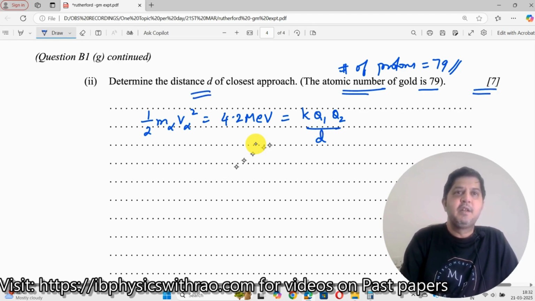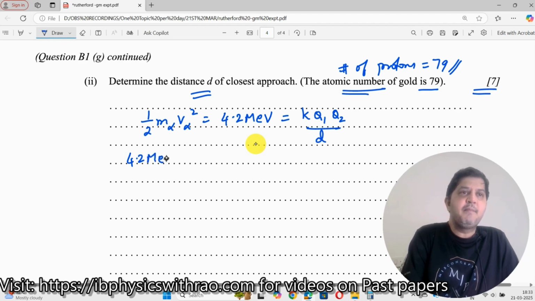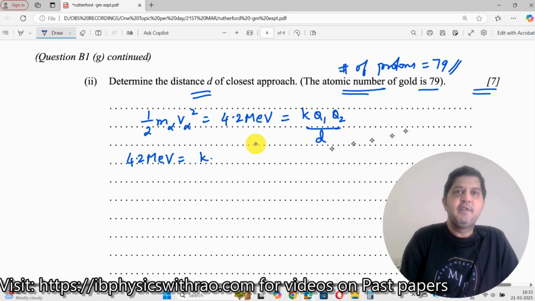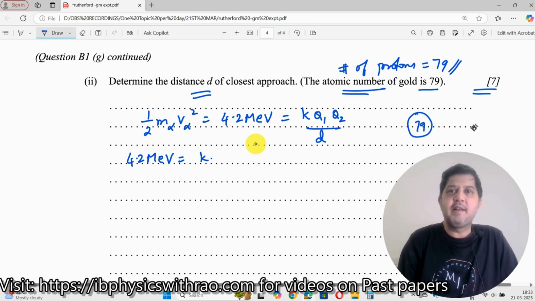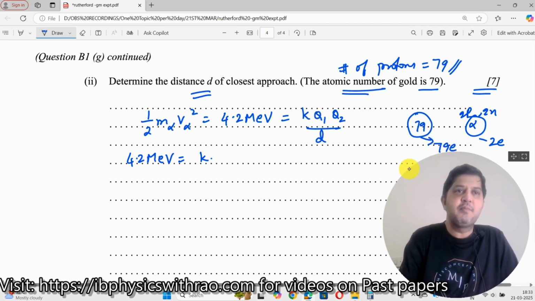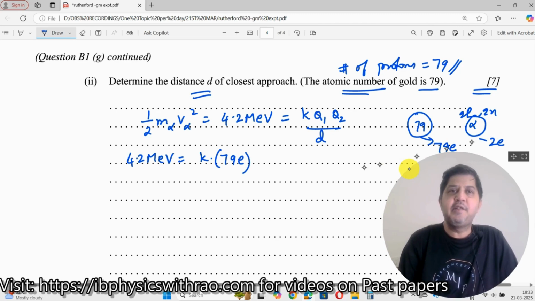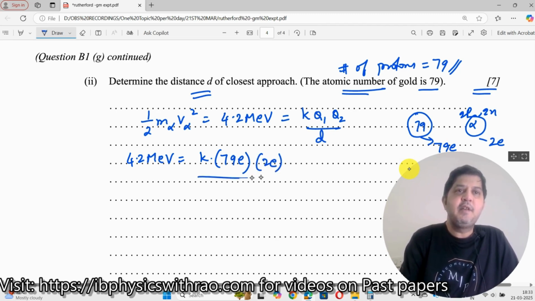Determine the distance d. So now what we do is we'll write this as 4.2 MeV equals K into Q1 Q2. See, this is your gold, which had 79 protons. This is your alpha particle, which had 2 protons and 2 neutrons. What's the net charge on it? It has only 2 protons, which is 2e here. What's the charge on this one? This is 79e over here. So I'll write Q1 should be equal to 79e, and Q2 is 2 times e, divided by d.